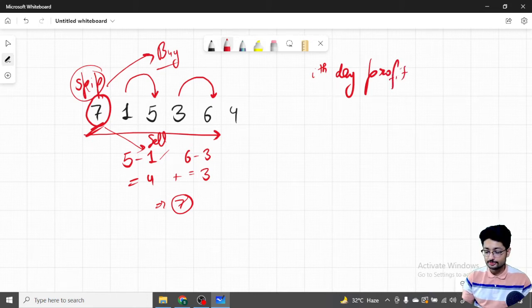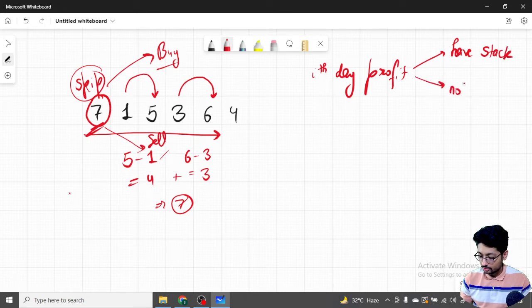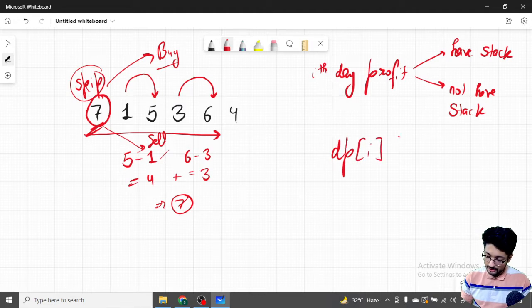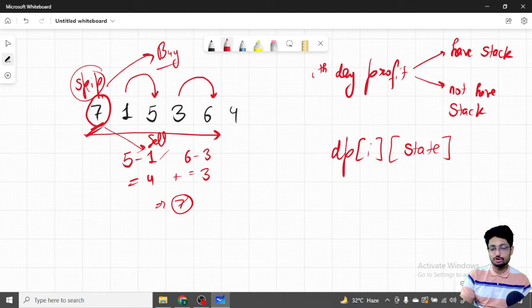and till the profit also you have two states. Either you have a stock at the ith day, or you do not have a stock. Which means that you have some sort of a DP matrix, i comma state. This state is like either you have the stock or do not have the stock.